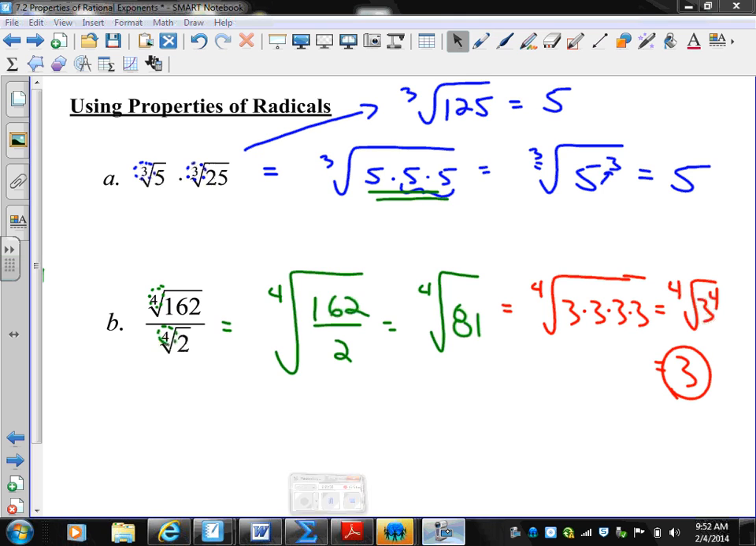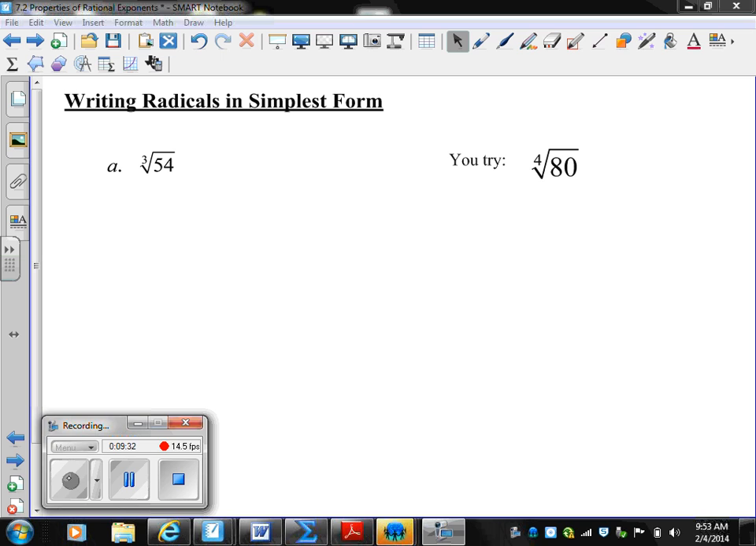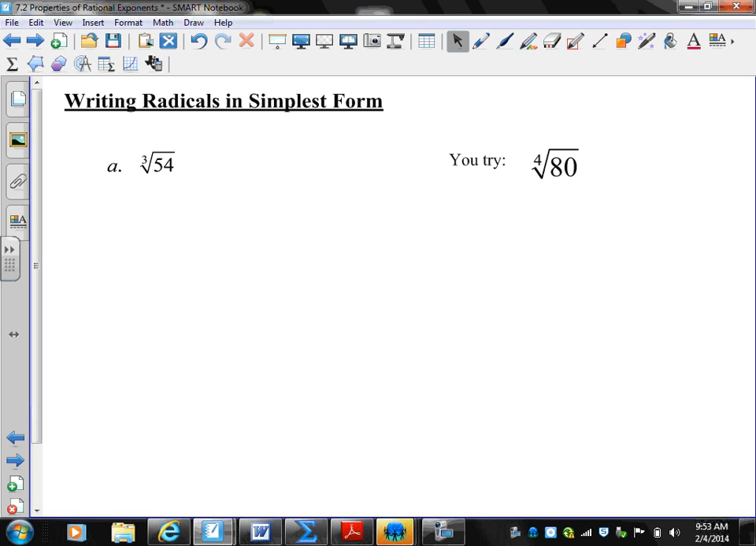Okay, so we're going to do one more topic here, and then the rest of this lesson is going to go on to the next video. So we're going to write radicals in simplest form, and I'm going to start off with simplifying the cube root of 54.